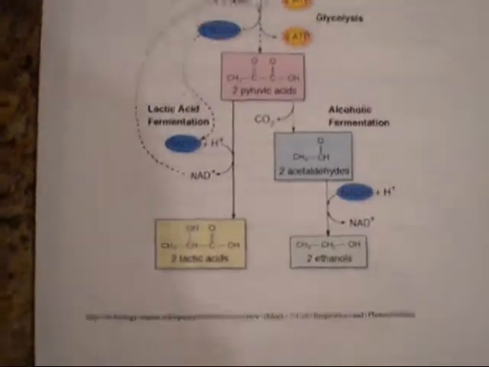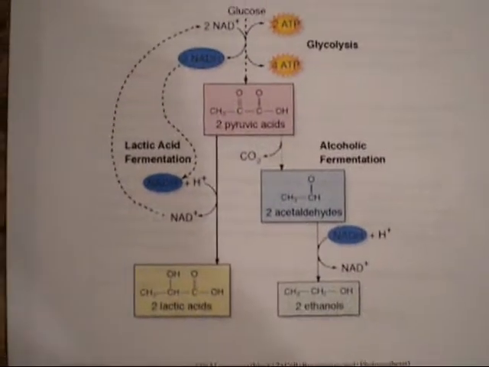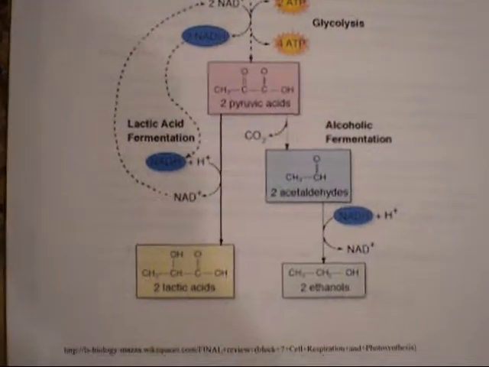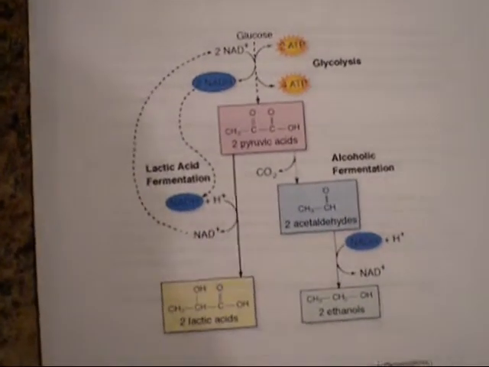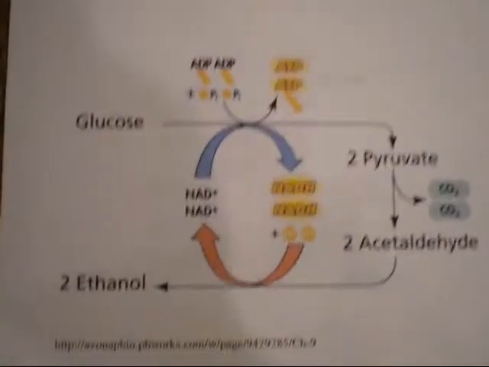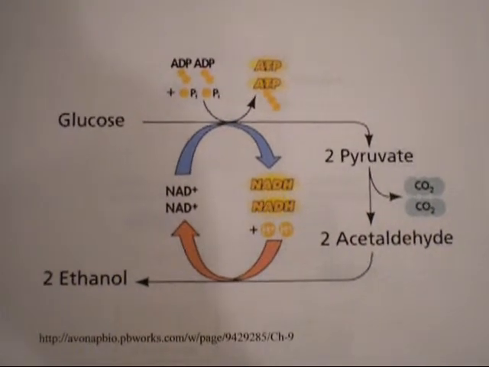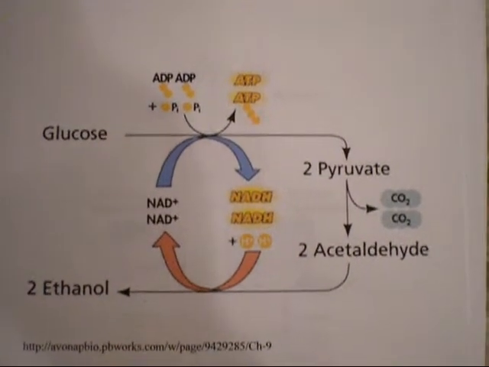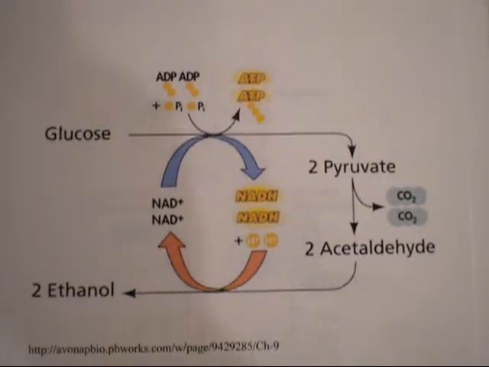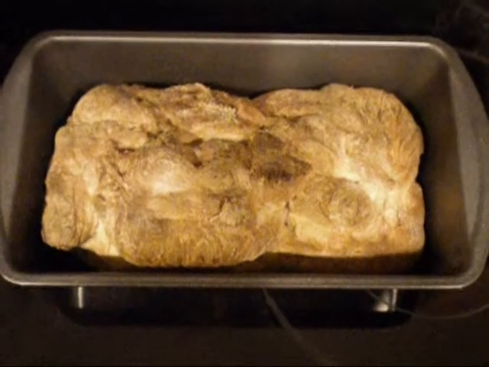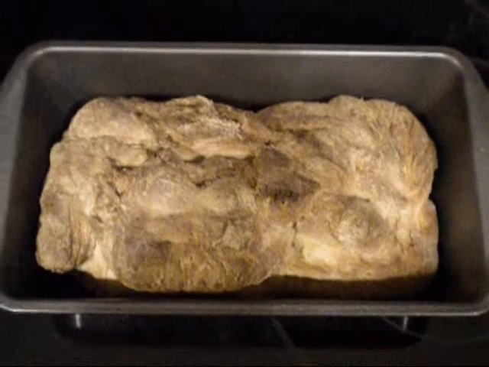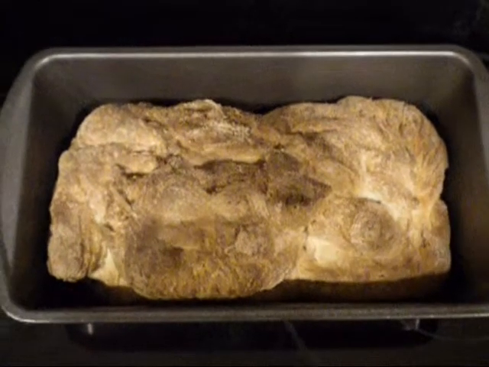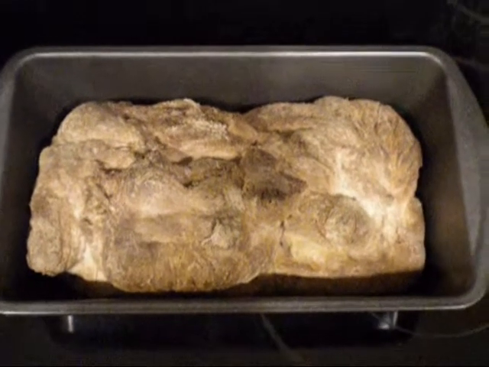And to further illustrate that, a simple diagram showing you the process of breaking down. And yet one more diagram showing you the breakdown. And there you have it. And shortly we'll have a final product. And here we have it, the final product, an artisan style loaf of wheat bread. Yummy.